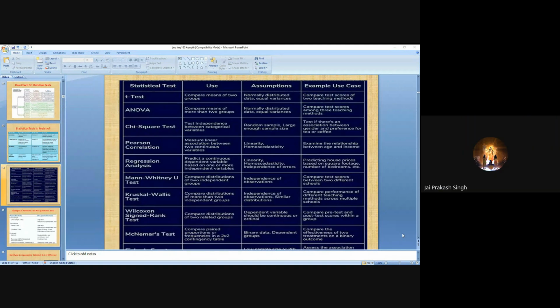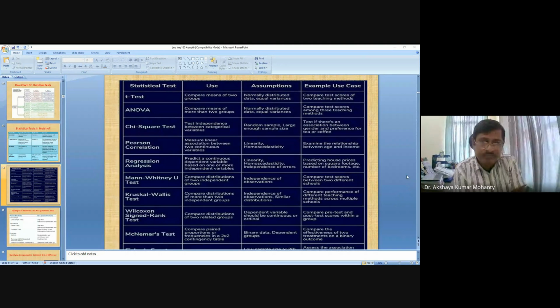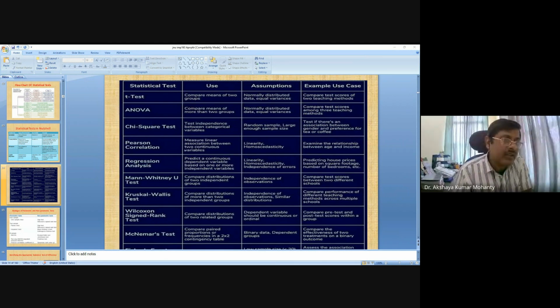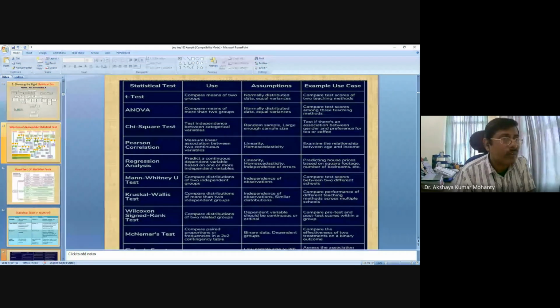Sir, what is the meaning of repeated measures ANOVA? Is it two-way or three-way ANOVA? Repeated measures ANOVA. So you have not seen the slides where I used it repeated, where it is repeated.